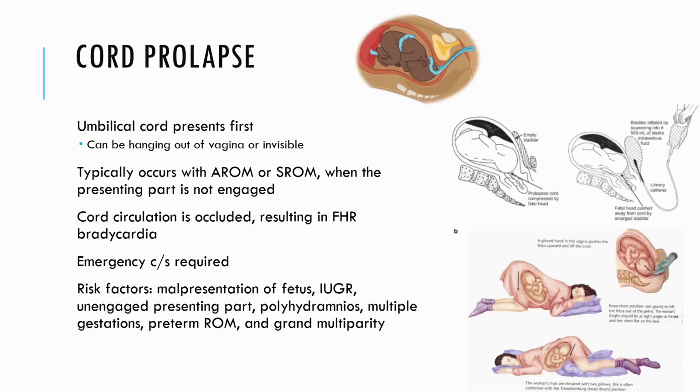Okay, cord prolapse. I kind of mentioned this earlier with AROM, with that amniotomy. So what happens with this is that the umbilical cord presents first. You can either see it visually hanging out of the vagina, or it can be invisible. You don't quite see it hanging out. Okay. If it is hanging out, so you see a cord hanging out of mom's vagina, couple things.